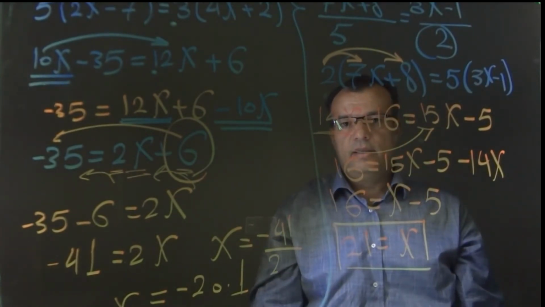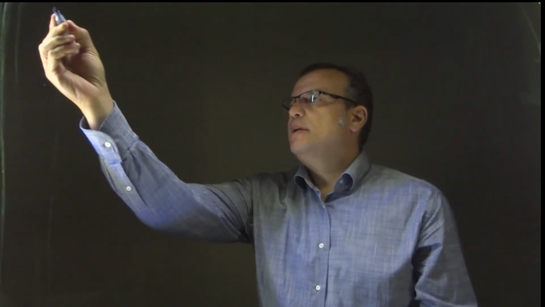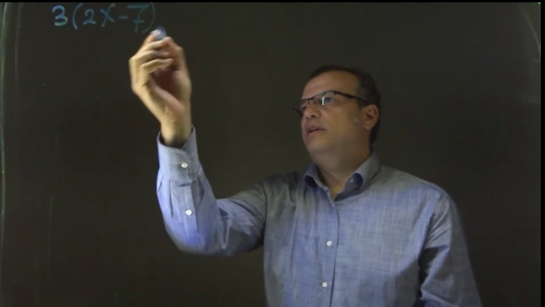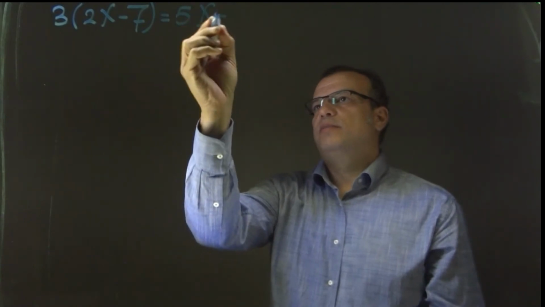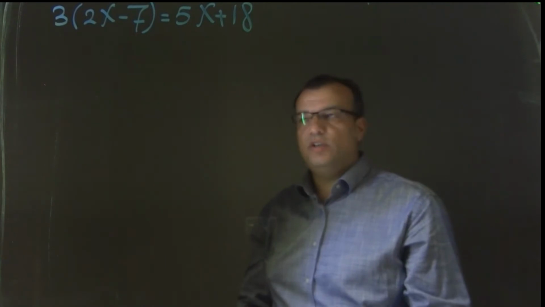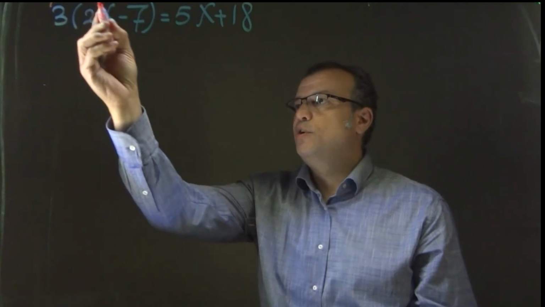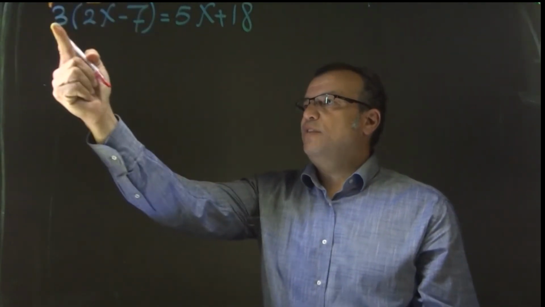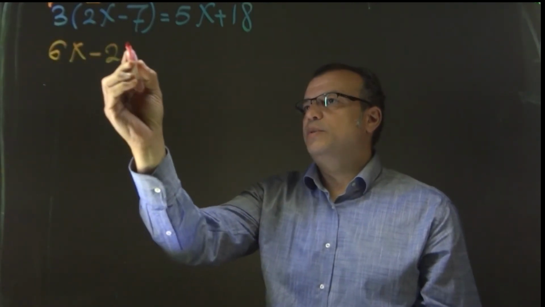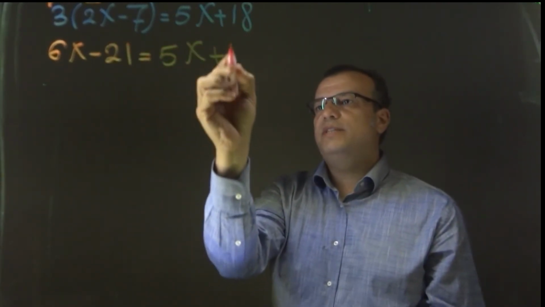Okay, let's move to another equation: 3(2x - 7) = 5x + 18. How can I solve this equation? This equation includes a bracket, so expand the brackets first. Multiply by 3 to expand the bracket, and it will be 6x - 21 = 5x + 18. On the right side there is nothing to expand, so it comes down as 5x + 18.